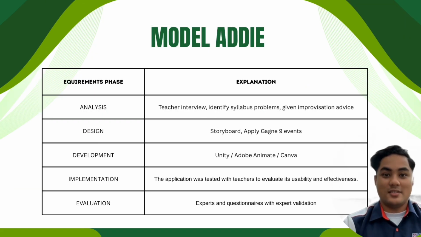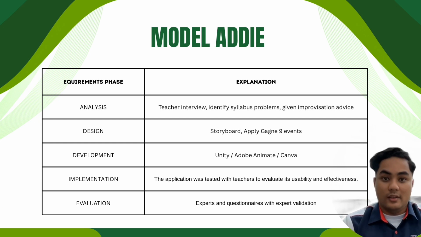The ADDIE model consists of 5 phases. First is analysis, where teachers' interviews are conducted to identify problems. Second is design, where storyboards are created and guideline events are applied. Third is development, where tools like Unity, Adobe Animate, and Canva are used. Fourth is implementation, where the application is tested with teachers for usability and effectiveness. Finally, evaluation is done using expert validation and questionnaires.